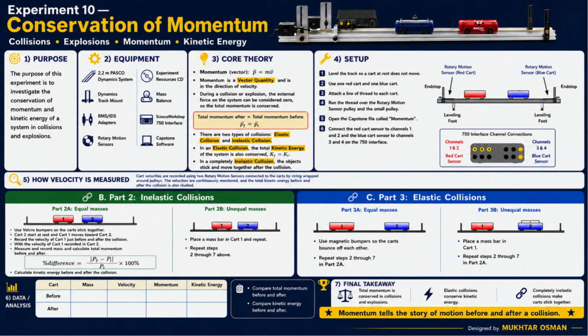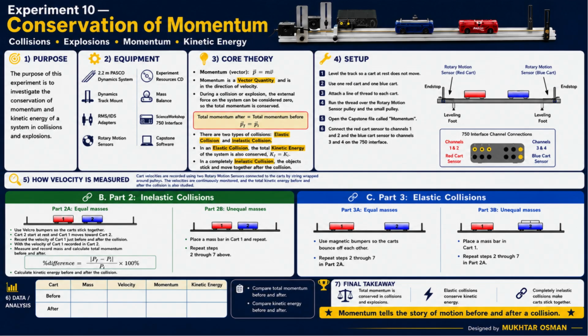Setup diagram. Labels: 1. Rotary motion sensor, red cart. 2. Rotary motion sensor, blue cart. 3. Red cart. 4. Blue cart. 5. End stop. 6. Leveling foot. 7. 750 interface channel connections. 8. Channels 1 and 2, red cart sensor. 9. Channels 3 and 4, blue cart sensor.